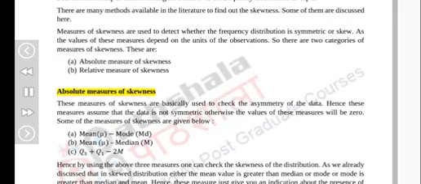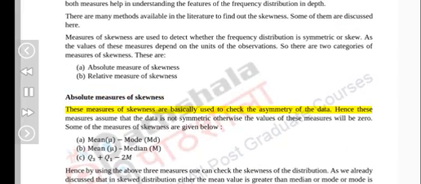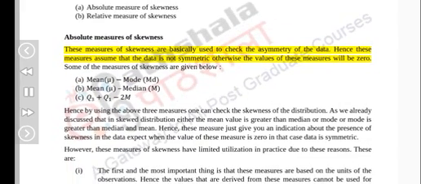Absolute measures of skewness. These measures are basically used to check the asymmetry of the data. Hence these measures assume that the data is not symmetric, otherwise the values of these measures will be zero. Some of the measures of skewness are given below. A. Mean, mu, minus mode, Md. B. Mean, mu, minus median, M. C. Q3 plus Q1 minus 2M. Hence by using the above three measures one can check the skewness of the distribution.